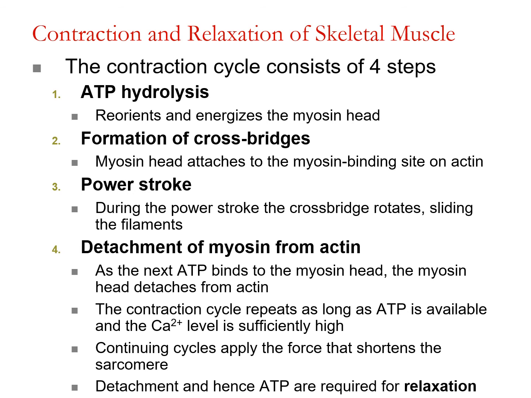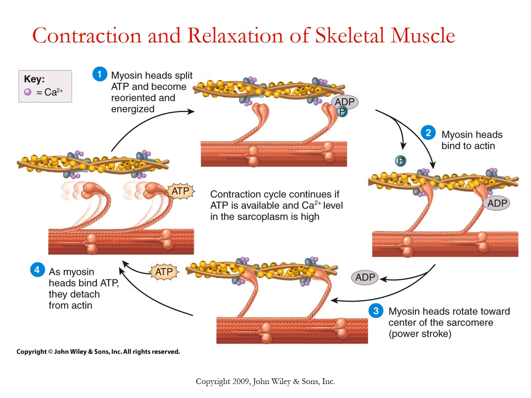Also note that it is a fresh molecule of ATP that binds to the myosin head with each cycle, and this is why muscle tissue requires high amounts of ATP production and therefore has a high demand for oxygen, glucose, and other nutrients.